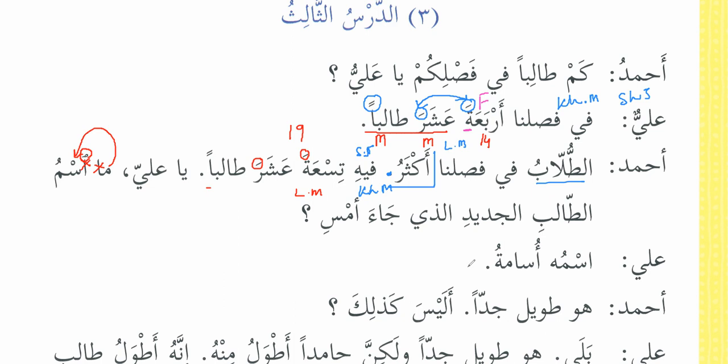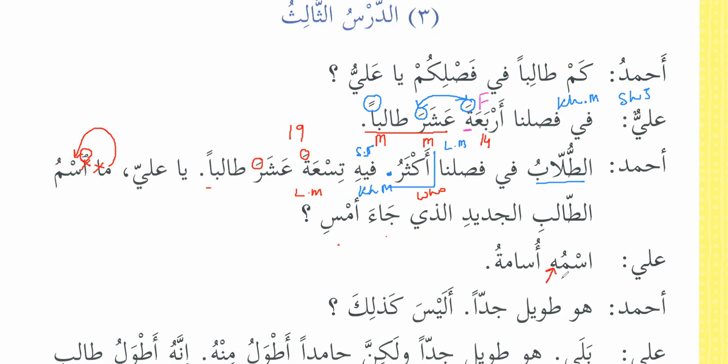Masmut talibil jadidi. What is the name of the new student? Alladhi, who. Ja'a ams means came yesterday. So Ali says ismuhu. And what kind of damir is attached with this? First category damir with the nouns. Ismuhu Osama.